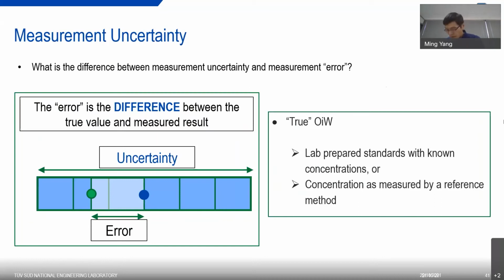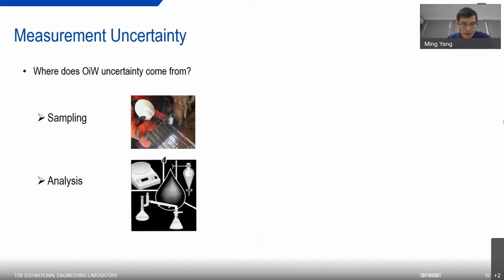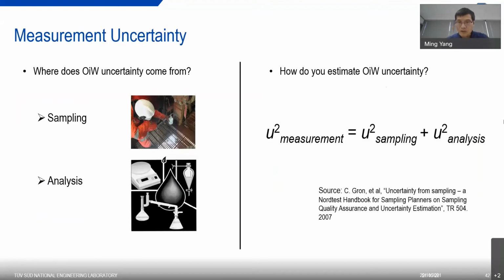So where do the uncertainties come from when we talk about oil in water? Really, there are two aspects. One has to do with sampling. The other is the uncertainty resulting from your analytical methods. If you know the uncertainty associated with the measurement methods and the uncertainty associated with the sampling, you can use these equations to calculate the overall measurement uncertainty. I should emphasize that this equation gives the standard uncertainty. It's not the expanded uncertainty.